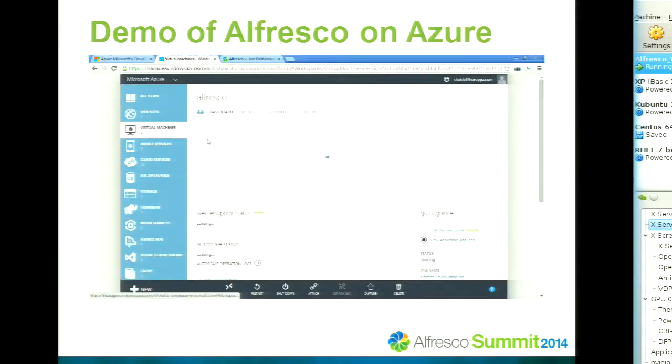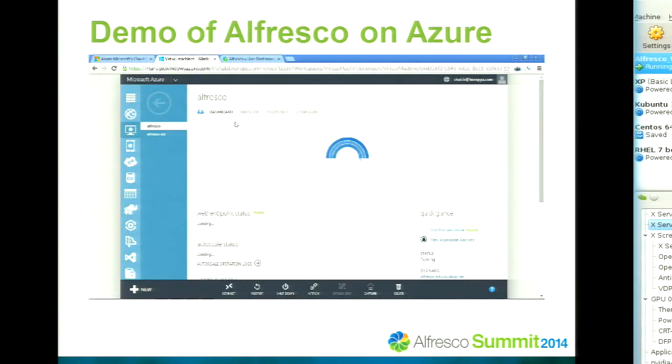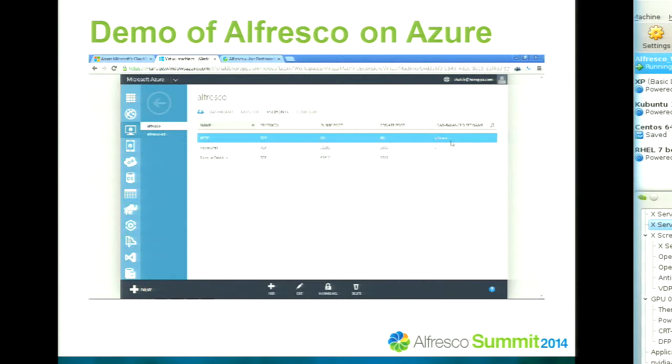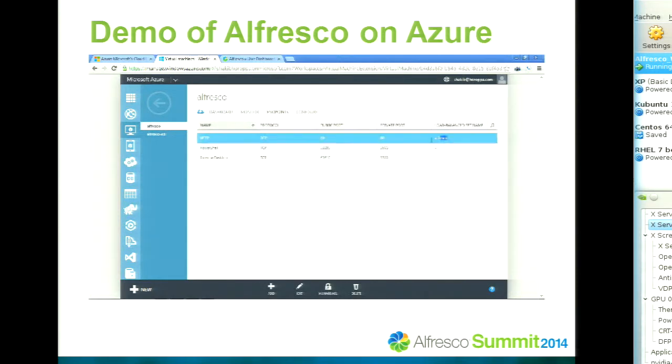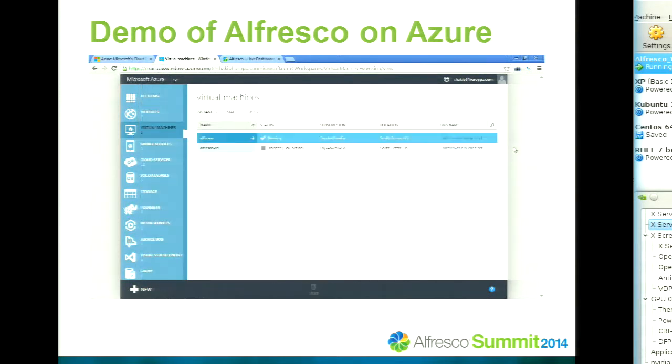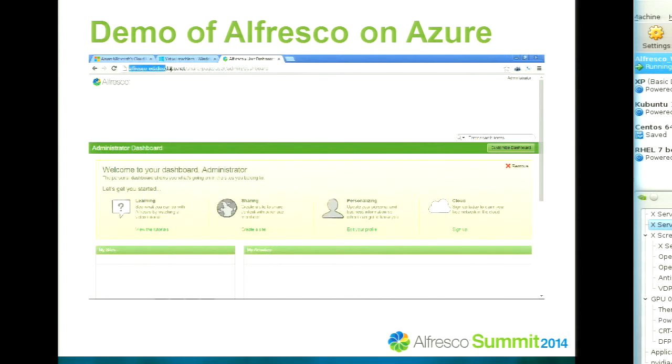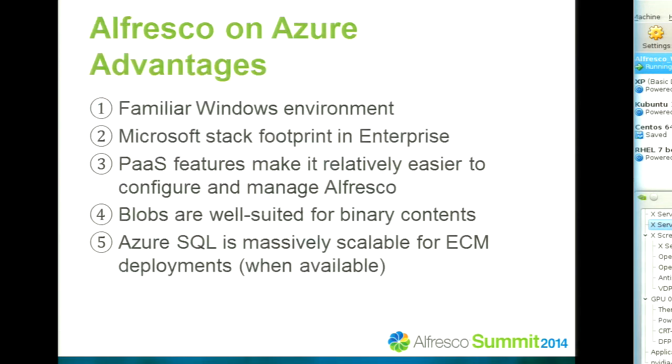And I have a small demo that just shows what the Azure UI looks like and how you actually set up the VMs. These are Windows VMs, and once you have that set up, you also set up an endpoint. You can see the endpoint is actually what your Alfresco setup will become. So we have this set up today.